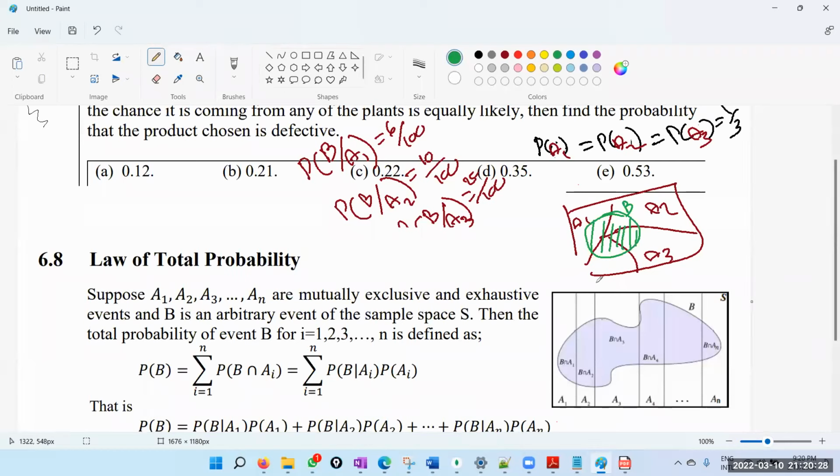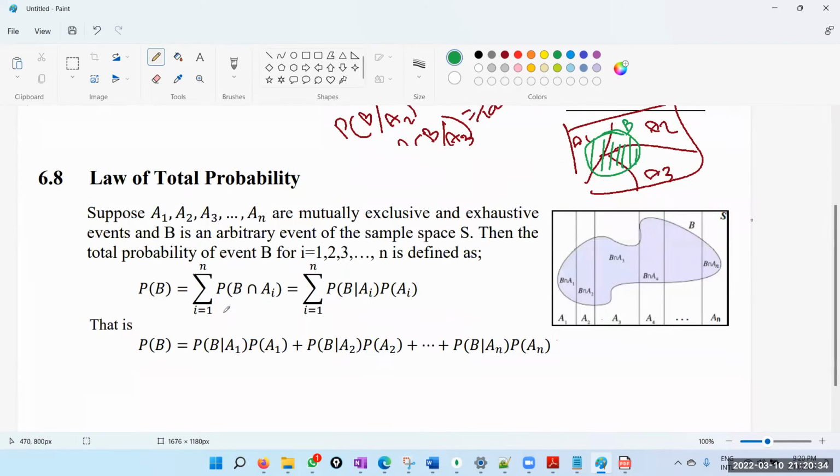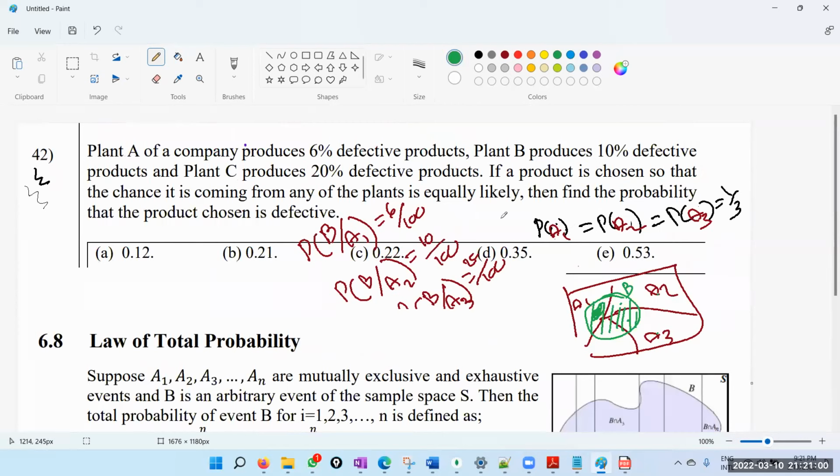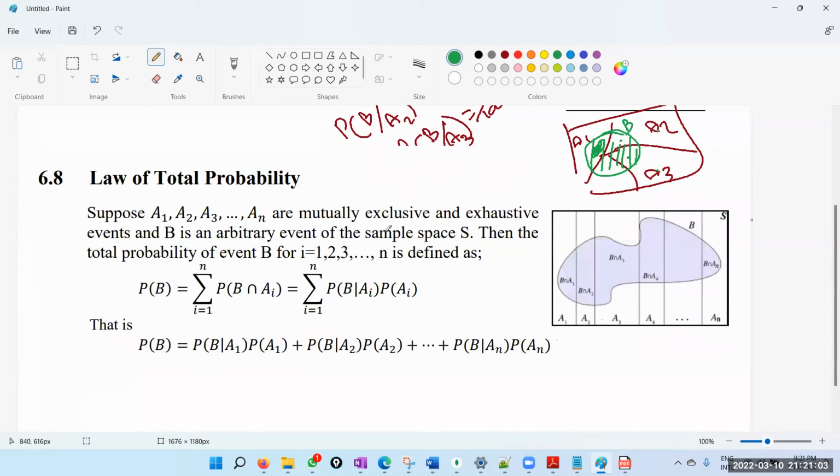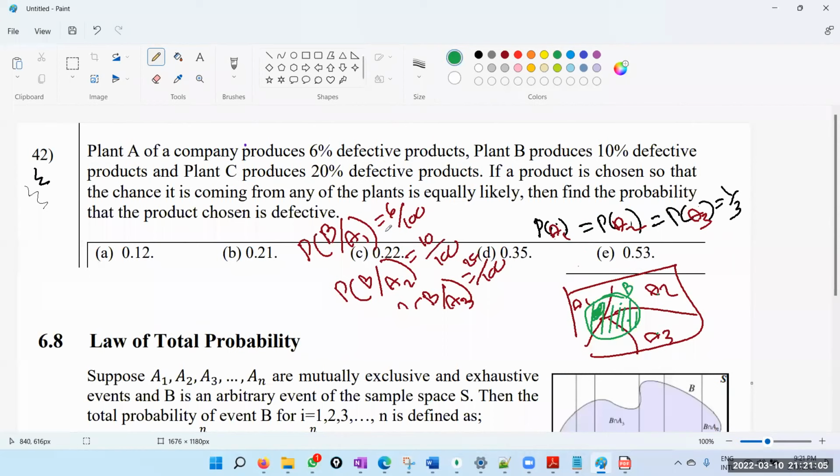So according to total probability law, probability of B is probability of B given A1, the chance of B happening given A1, into probability of A1, plus probability of B given A2 into probability of A2, plus probability of B given A3 into probability of A3, and so on as long as you have. Okay. Now we can put this in. PA1 is given, B given A1 is given, right? Then we only have to apply the law.